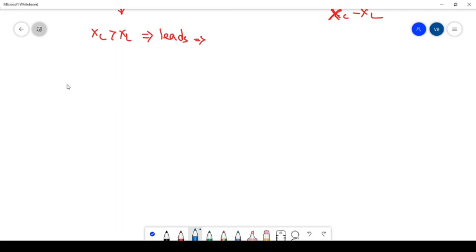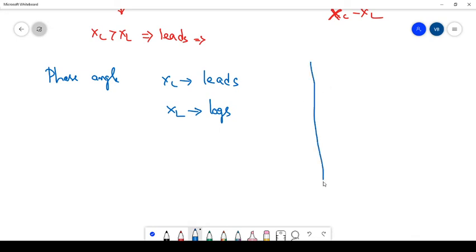So next we'll go for the phase angle. I already told that the capacitor will lead the system, XL will lag the system. XC will lead the system, XL will lag the system. So I'm going to draw the graph of how the phase angle will be. On the x-axis I'm going to take the frequency, and on the y-axis the theta value, that is the phase angle.